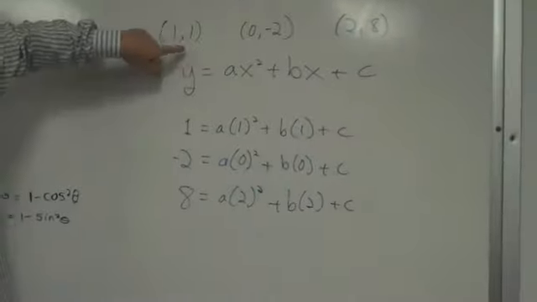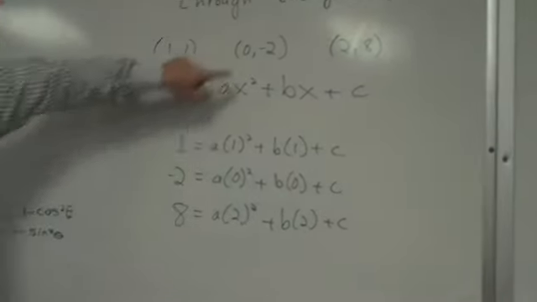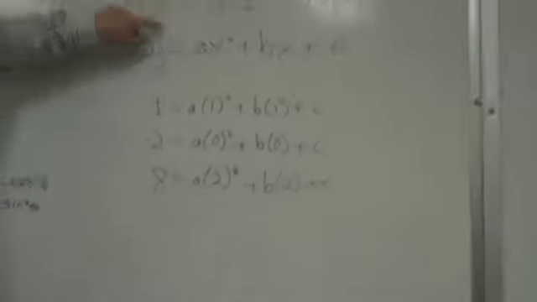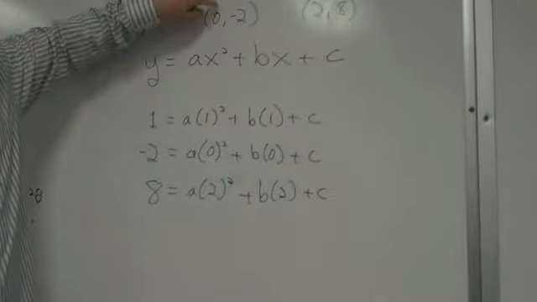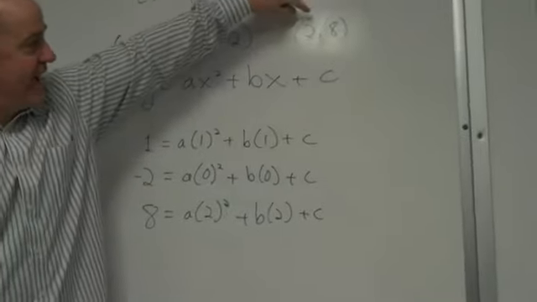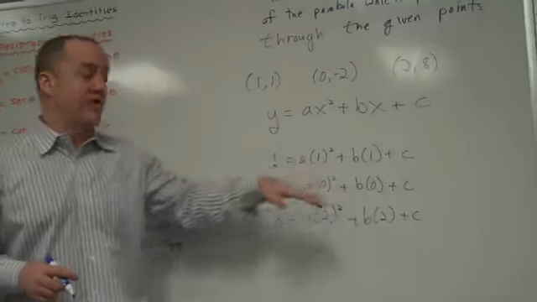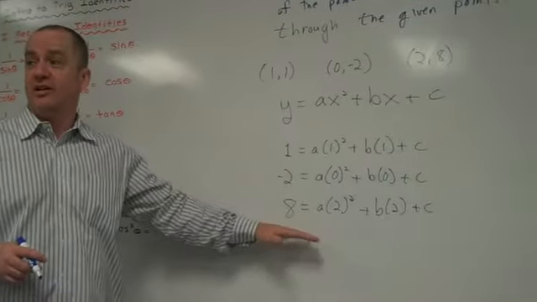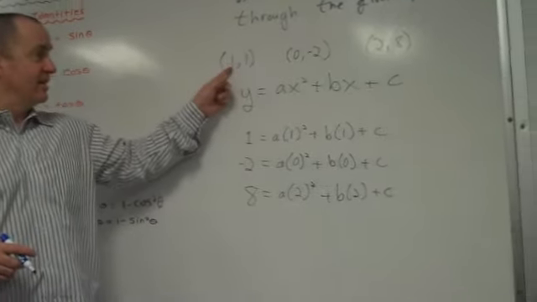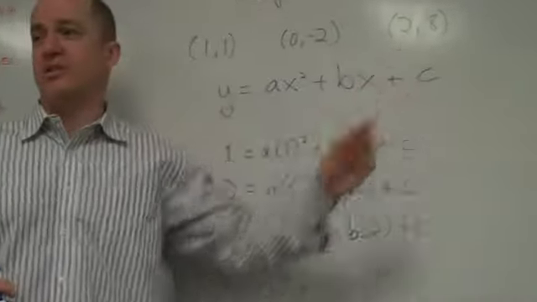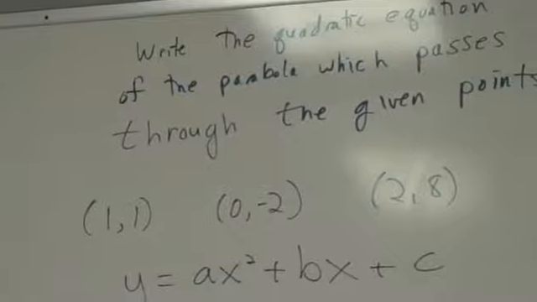I plugged in 1 for y in this equation, negative 2 for y in this one, 8 for y in this. Then I put 1 in for these x's, 0 in for these x's, and 2 in for my last set of x's. So I'm taking my basic form, y equals ax squared plus bx plus c, and I'm creating 3 new equations by putting in the x's and the y's from all 3 of these points. Does that make sense? Where they all went?